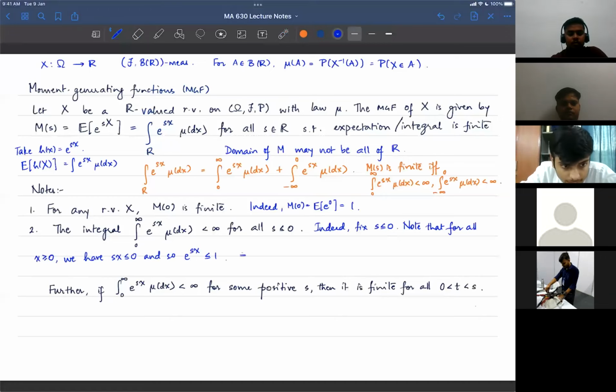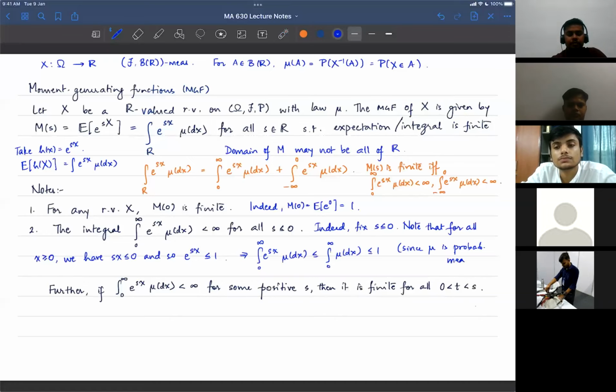And so now we'll integrate. The integral from 0 to infinity of e to the sx mu dx is less than or equal to the integral from 0 to infinity of mu dx. And remember, mu is a probability measure, so this is less than or equal to 1. All right, so what we have shown is that when I'm looking at the integral from 0 to infinity, for all negative values of s, it's going to be finite. There's no danger of it blowing up.